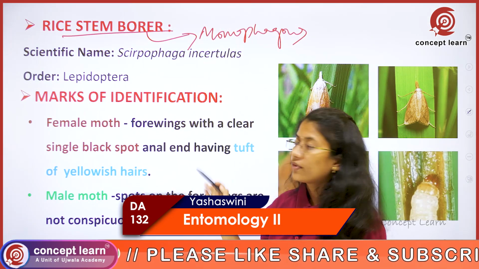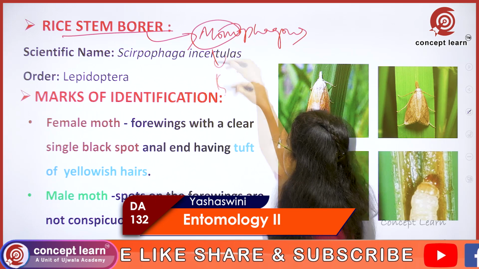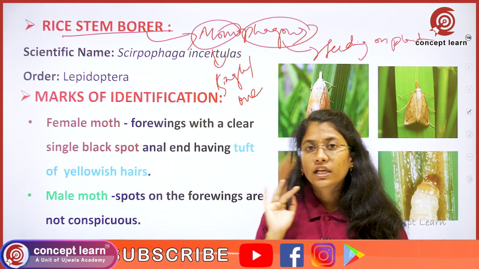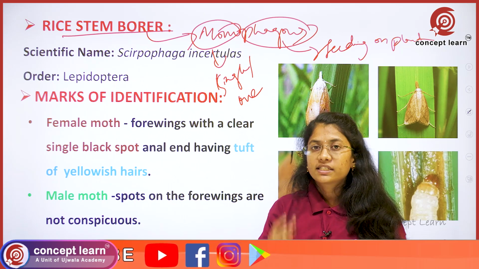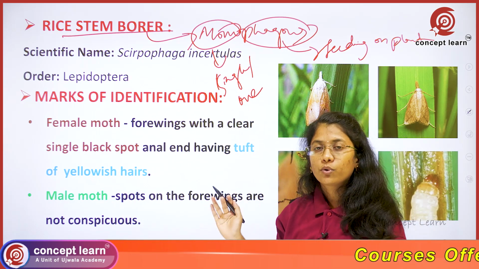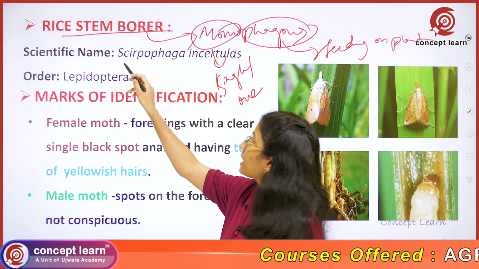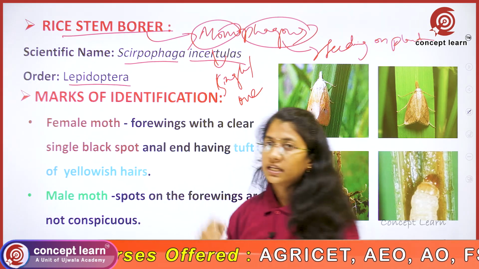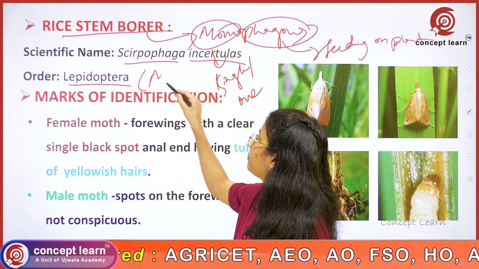So if you see here, this rice stem borer is a monophagous pest. Here the word monophagous represents, mono means single or one. This rice stem borer is found feeding only upon the rice plant and it cannot survive feeding upon other plants. It is known as the monophagous pest of paddy. Its scientific name is Scirpophaga incertulas, belonging to the order Lepidoptera, and here it is the moth.